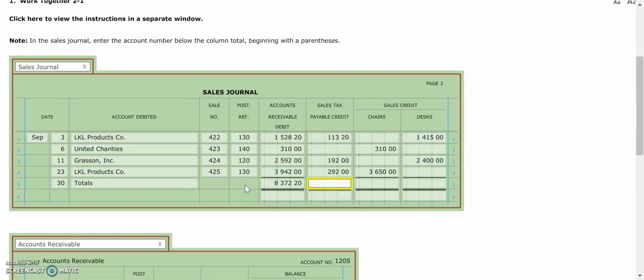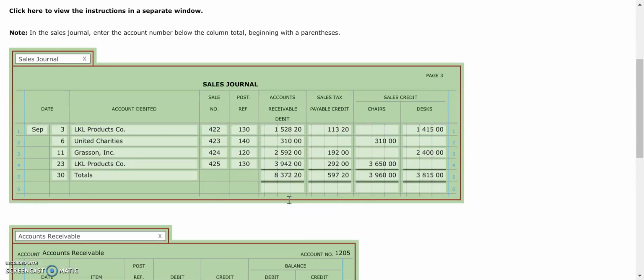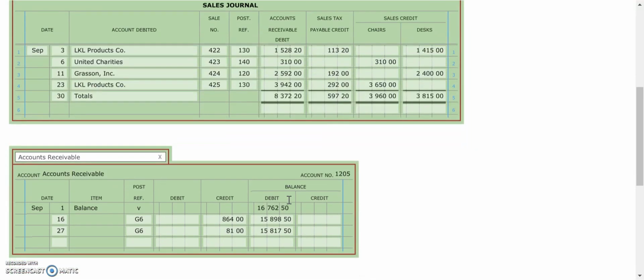$8,372.20. We tab over for sales tax. Our new total here is $597.20. We only have 2 sales in chairs, so that's a total of $3,960. And our sales for desks is a total of $3,815. So once we've put our totals in here, notice that the program rules for you a single line and then a double line. Our next job is to post our totals in our sales journal to our general ledger.